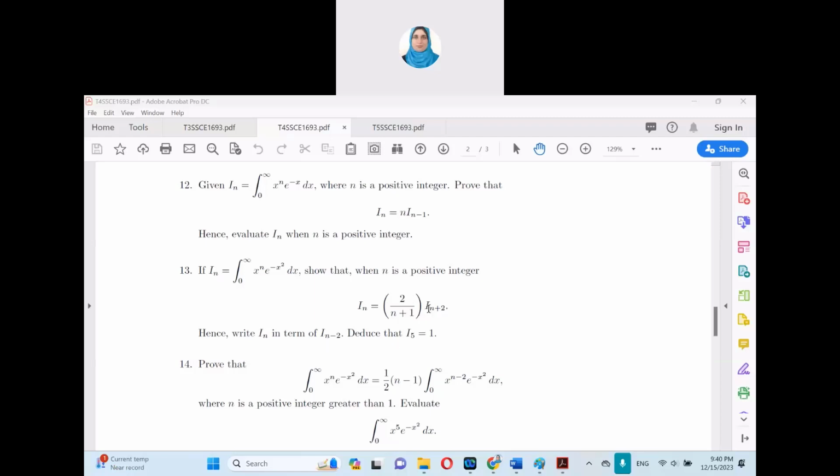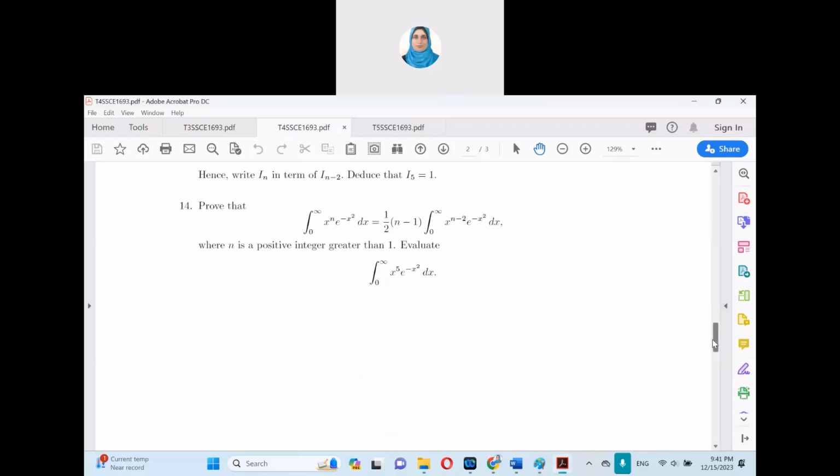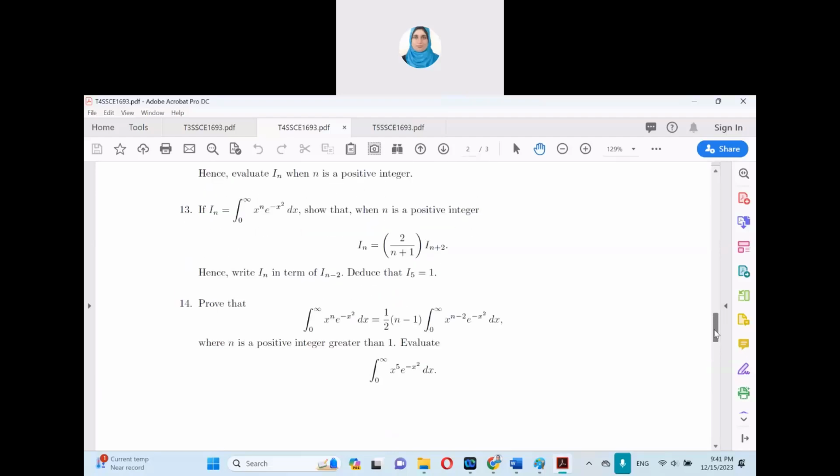To find I5, you will use I3. You will integrate x cubed e to the minus x squared. So you need to use tabular.